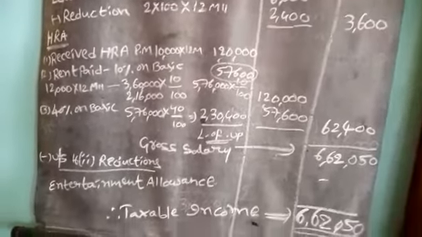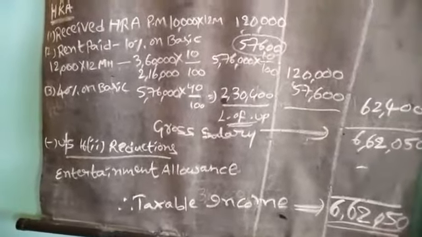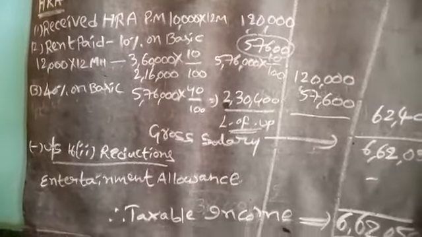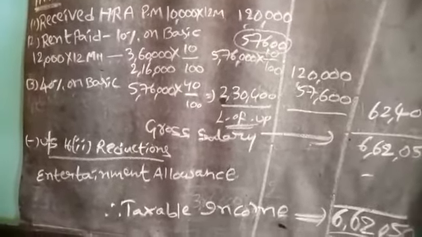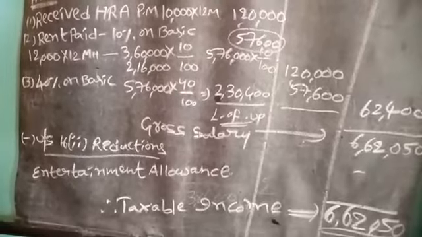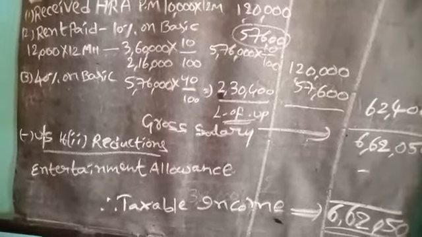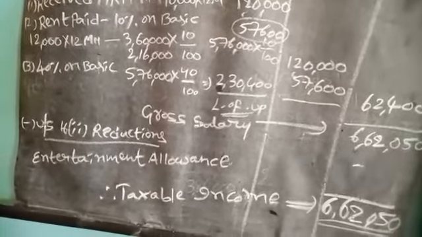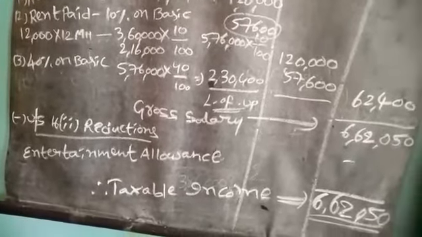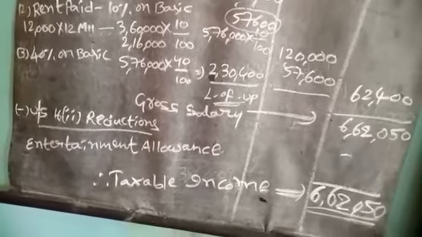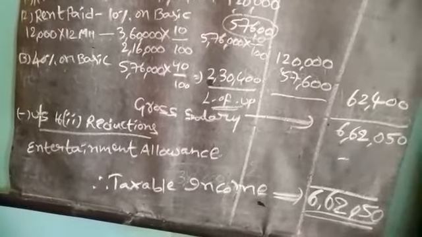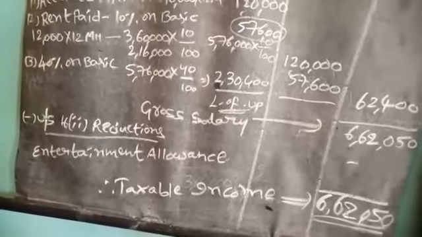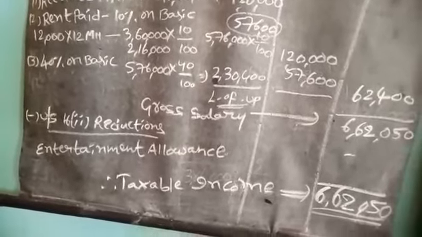So next we deduct the reductions under section 16(2). Oh, he is a private employee. So there is no reduction of the entertainment allowance. We are not giving any reduction to the private employee. So total amount is 6,62,050 rupees. It is the gross salary, and there is no reduction for the private employee.